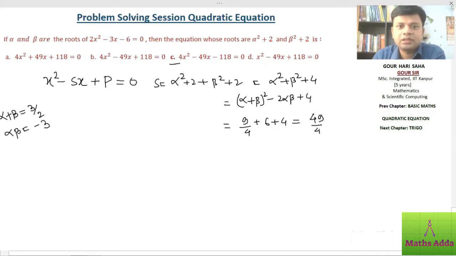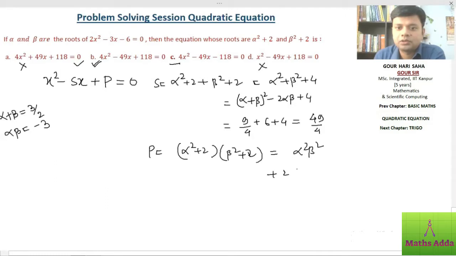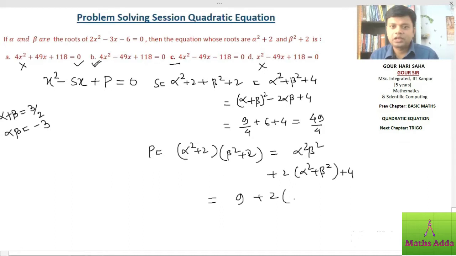This is the candidate, this is not, this is not, and this is the candidate. See, using the sum only we found either B or C is going to be the correct answer, right? So now finding the product. Product is what? Alpha square plus 2 into beta square plus 2. So it is alpha square beta square plus 2 times alpha square plus beta square plus 4, which is equal to alpha square beta square is 9 plus 2 times, I got alpha square plus beta square is what?